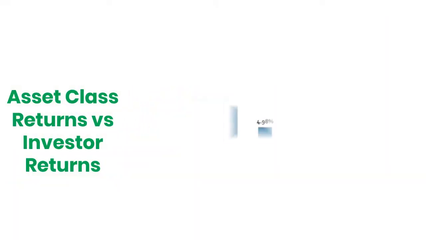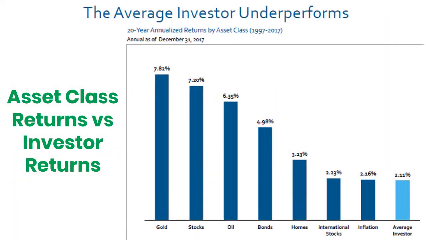As per Morgan Stanley's report, we see that in the long run, the average investor underperforms, as investors tend to enter and exit the market at inopportune times.